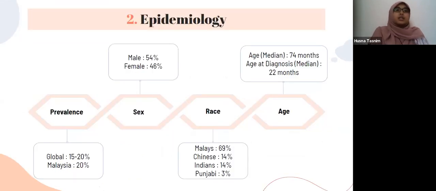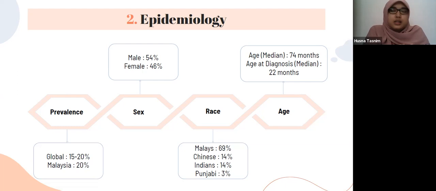Second is the epidemiology. Globally, around 15 to 20% of people worldwide are affected by eczema. But according to the Allergy Center Malaysia, around 20% of the Malaysian population is affected by eczema, and males are more commonly affected than females.